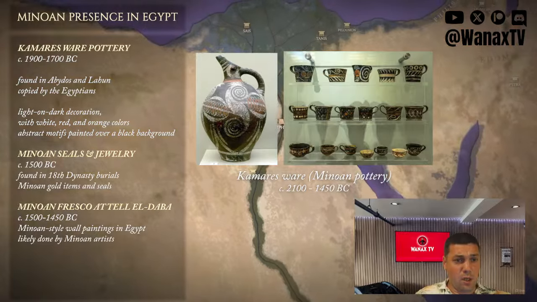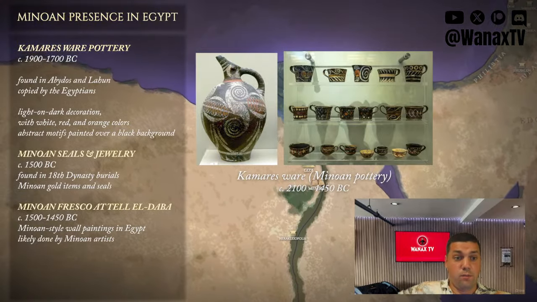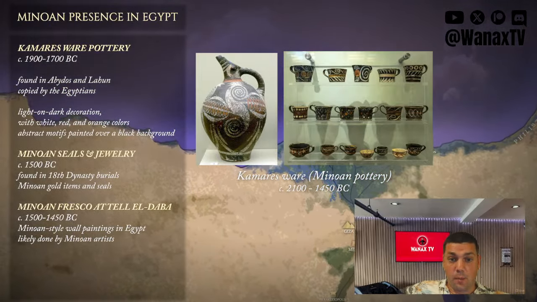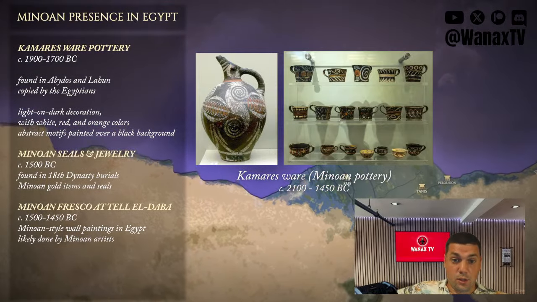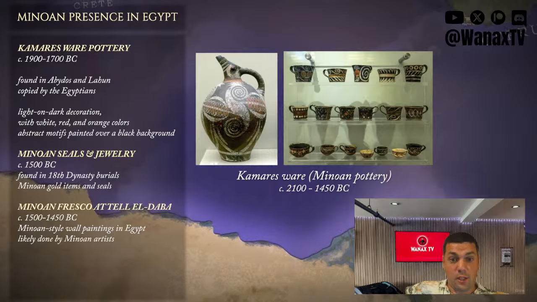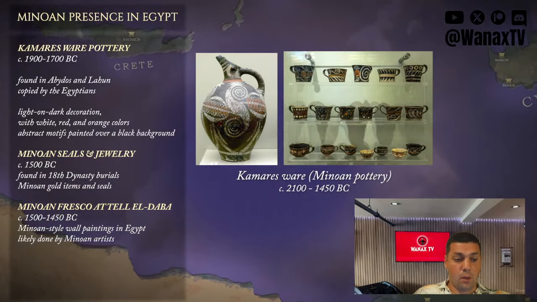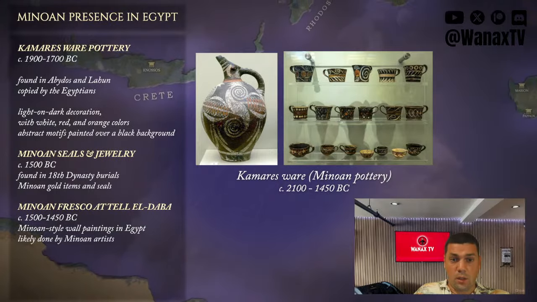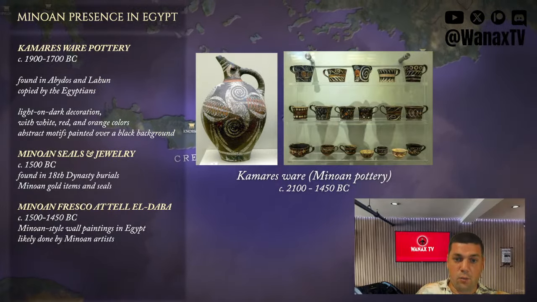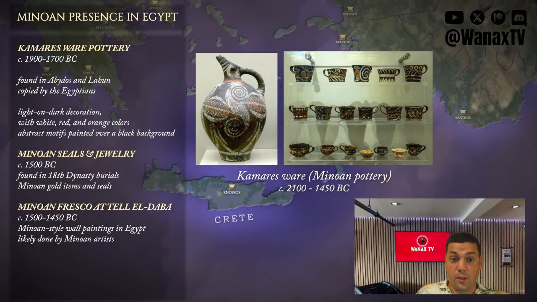Besides the pottery, we have Minoan seals and Minoan jewelry present in Egypt, dated to about 1500 BC, and it's found in 18th dynasty burials among the Egyptian nobility, aristocracy, pharaohs, and Minoan gold items and seals and other objects are found. So clearly the Minoan jewelry was very well regarded throughout the ancient world. As we have mentioned, Minoans were considered to be a civilization, a society of luxury, of wealth, and they were in fact very wealthy compared to many of their contemporary civilizations of the time.